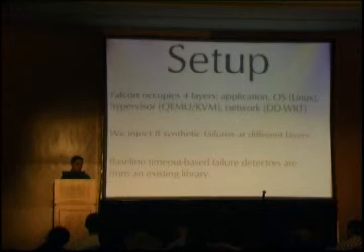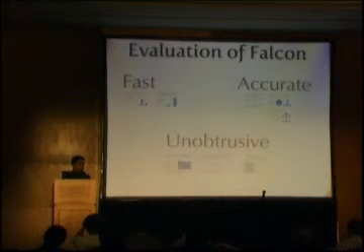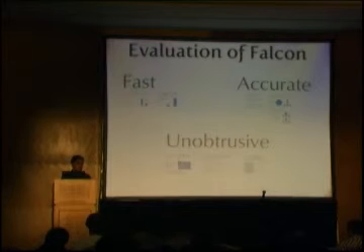So I said that we want our failure detector to have 3 properties. We want it to be fast, accurate, and unobtrusive. And I'm going to go through each of these properties in turn, and how Falcon uses them and how they can benefit a distributed system. But keep in mind that as I'm doing it, any one of these properties by itself is easy to get. It's getting the combination of the 3 that's the challenge.